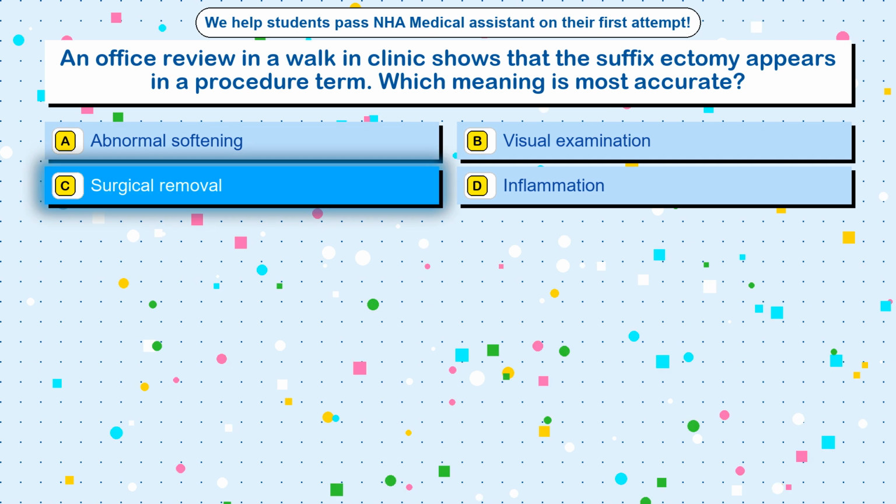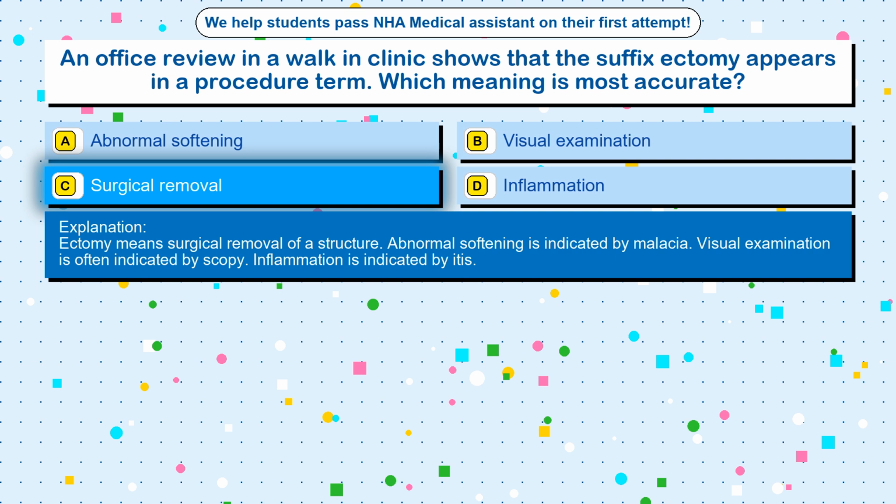Surgical removal. Ectomy means surgical removal of a structure. Abnormal softening is indicated by malacia. Visual examination is often indicated by scopy. Inflammation is indicated by itis.